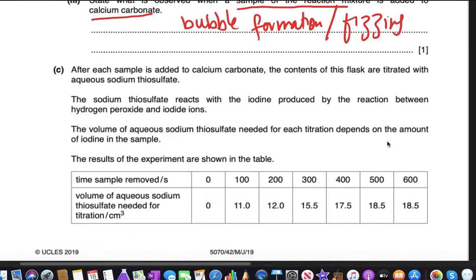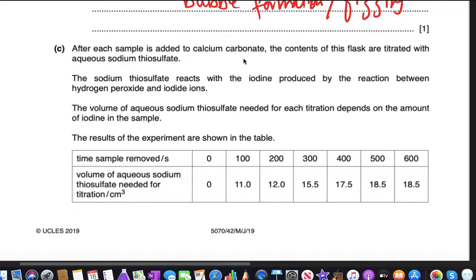C part. After each sample is added to calcium carbonate, the content of the flask, in which there is water and iodine, is titrated with sodium thiosulfate, Na2S2O3. The sodium thiosulfate reacts with the iodine produced by the reaction between hydrogen peroxide and iodide ion. The volume of aqueous sodium thiosulfate needed for each titration depends on the amount of iodine.